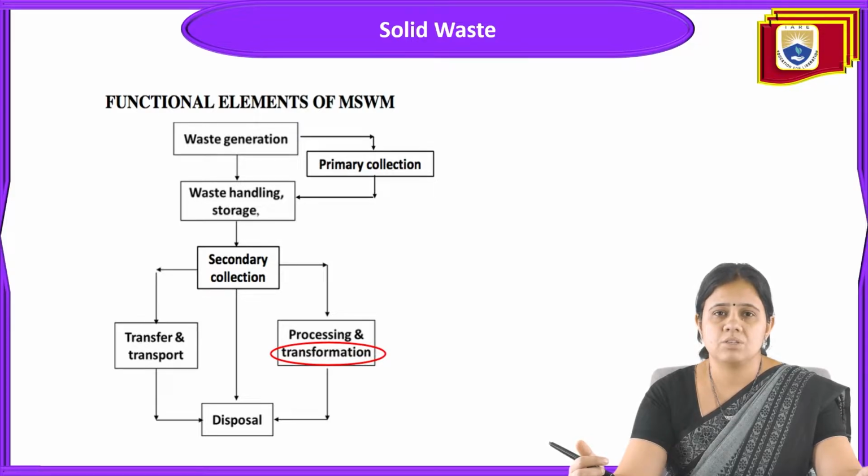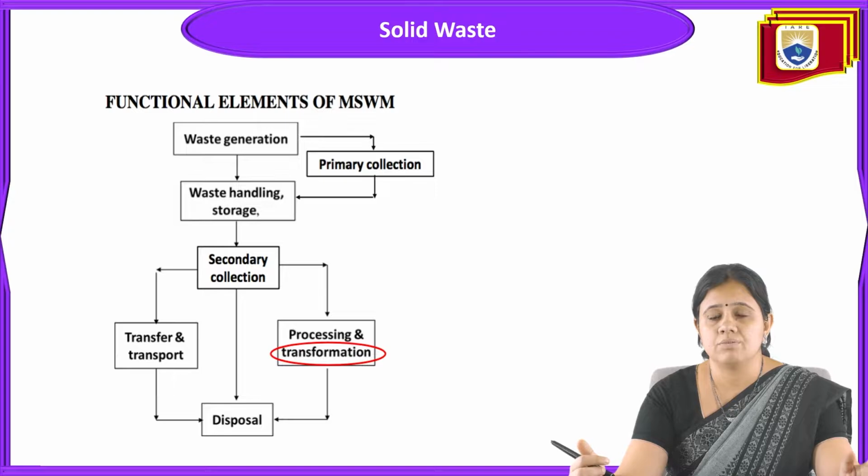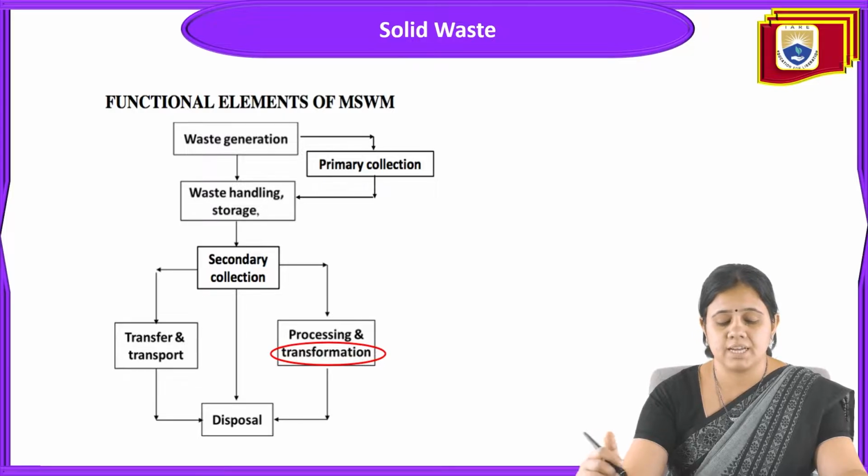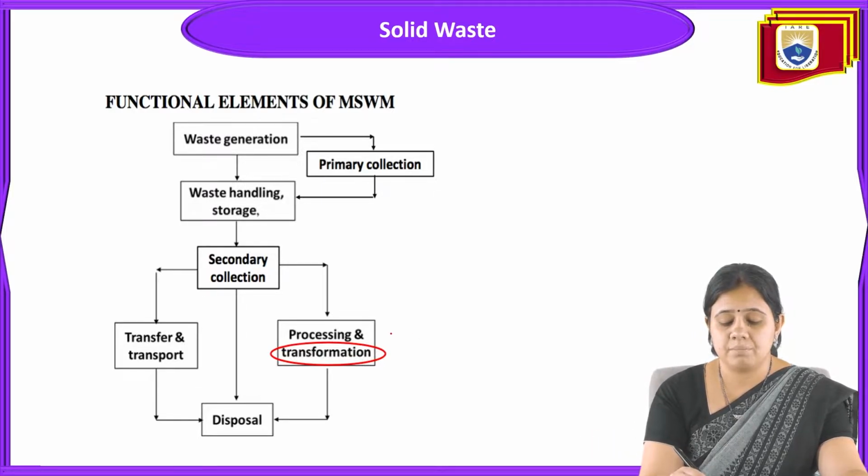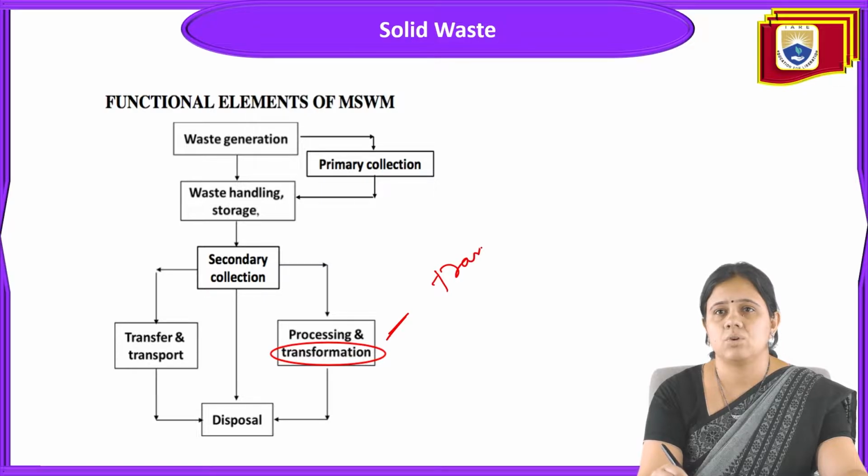Municipal solid waste management starts with waste generation from the household. After generation, the first collection method is called primary collection. After collection, on-site storage is required, called either waste handling or safe storage. After that, secondary collection has two parts: transfer and transport, and processing and transformation. We are at the position called transformation of waste.